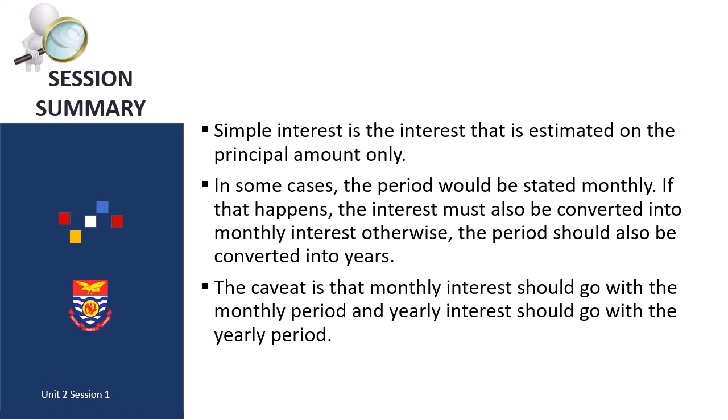So in some cases, the period will be stated monthly. If that happens, the interest must also be converted into monthly interest. Otherwise, the period should also be converted into years. Alright, so likewise, how you calculate the time or the period from months to years, you can also maintain the months and convert the interest rate from year or years to months. I hope you understand. That is what it says. So the caveat is that monthly interest should go with the monthly period and yearly interest should go with the yearly period.